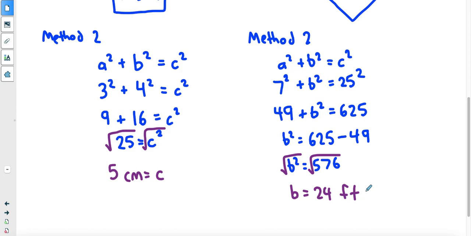So again, just to summarize, the Pythagorean theorem tells us the area of the two smaller squares of a right triangle adds up to give you the area of the big one. And you can represent it using the formula a squared plus b squared is equal to c squared.